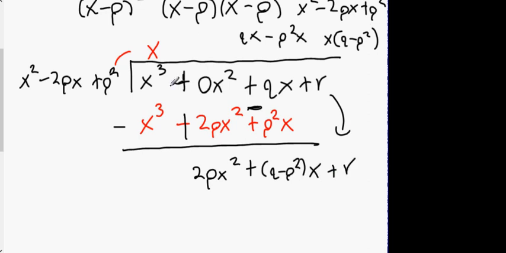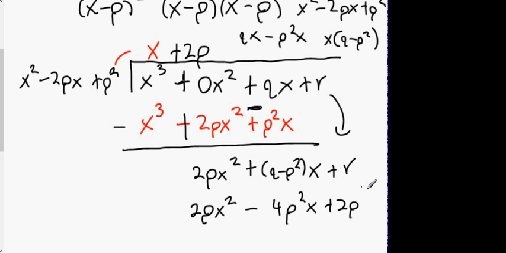Now, next one is multiply by 2p plus 2p. What we're going to get here is 2px squared. 2p multiplied by minus 2p is minus 4p squared x. And then 2p multiplied by p squared is 2p cubed. Now, here's the difficult part. Okay?